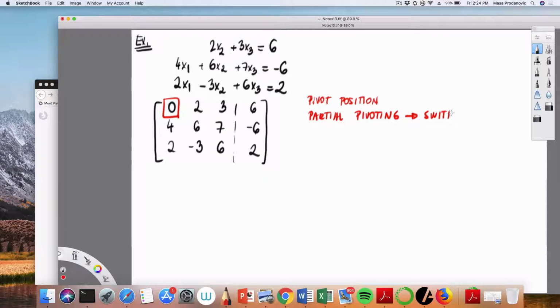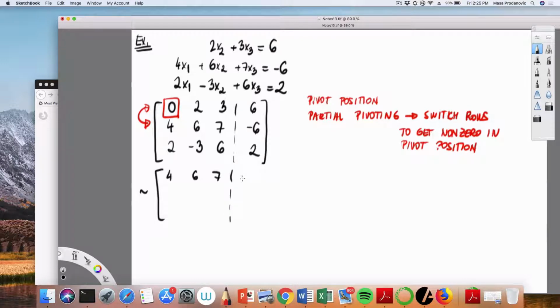Switch rows so that I get a non-zero in pivot position. Cool. So how about we just make it simple and switch these two? Am I changing my solution when I switch positions of equations? Am I changing solution?